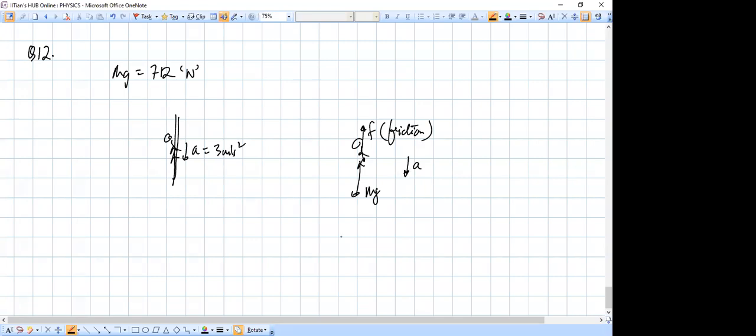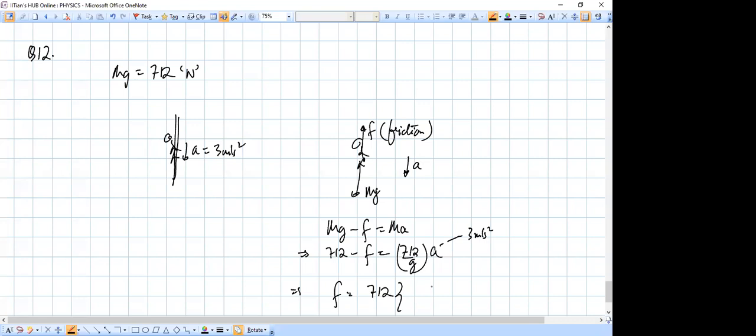So you have mg minus that frictional force is equal to ma. So 712 minus f is equal to 712 by g, that's his mass, into acceleration. This acceleration is 3 meters per second square. So that frictional force will become 712 into 1 minus a by g, where a is 3 and g you will either take as 10 or 9.8 depending on the question.